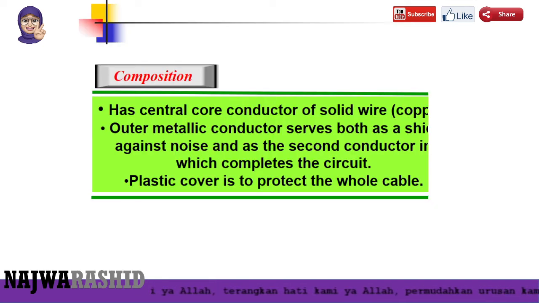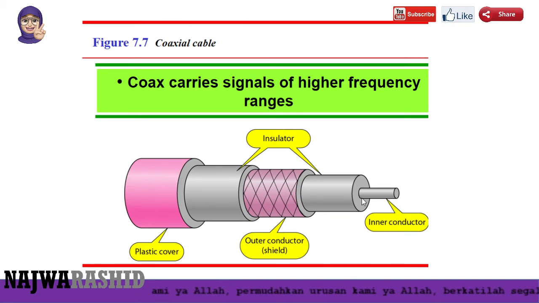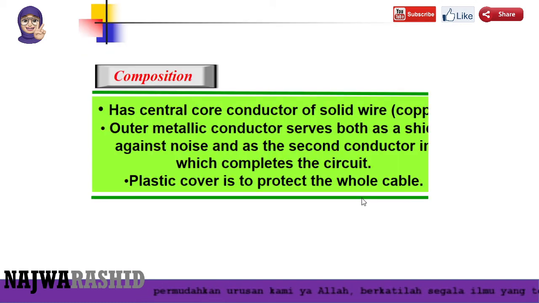Okay, it has a central core conductor or a solid wire, and the outer metallic conductor serves both as a shield against noise and as the second conductor, which completes the circuit. So it uses the shield in order to prevent the signal from noise. And then the plastic cover protects the whole cable from the electric signal.